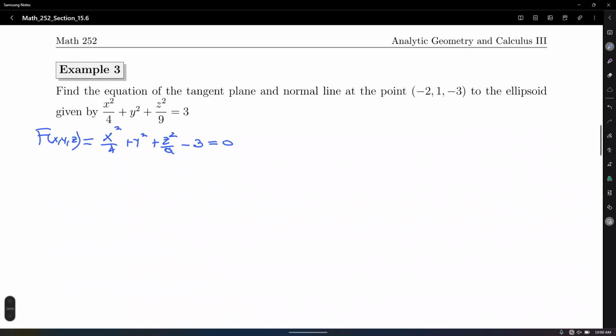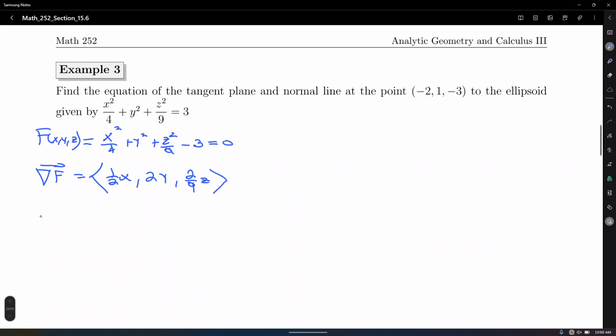So we're going to use this equation of a surface to get, number one, the gradient. The gradient evaluated at that given point is going to give us the direction vector. Okay. So nabla of f equals the partial with respect to x. So that'll be 2x over 4, which reduces to x over 2, comma, partial with respect to y, the derivative of y squared, that's 2y, and partial with respect to z, that'll be 2z over 9, which is simply 2/9 z. Okay?